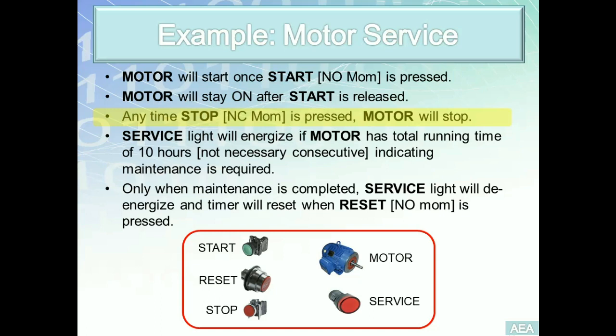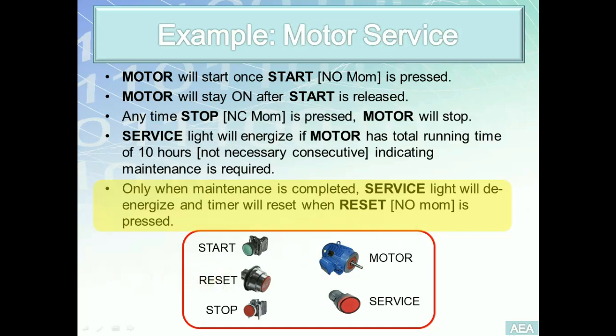Requirement number 4, that's the new part that involves timers. Service light will energize if motor has total running time of 10 hours, not necessarily consecutive, indicating maintenance is required on that motor. The last requirement, only when maintenance has been completed, the service light can de-energize and the timer will reset when the maintenance crew press the reset button.